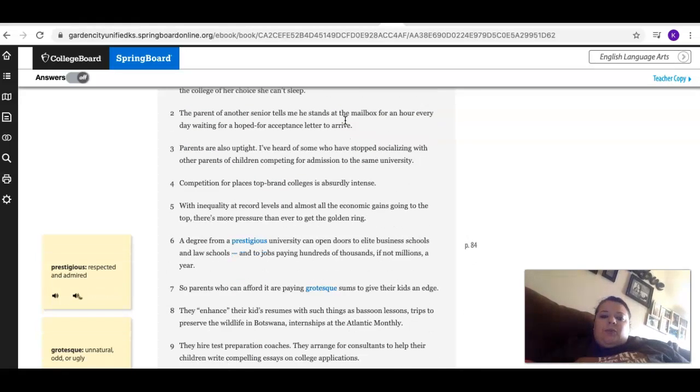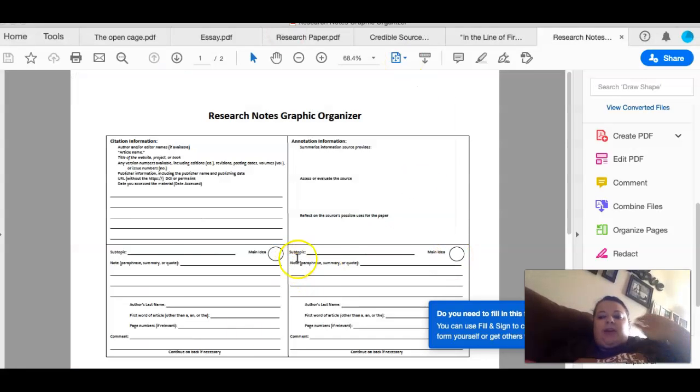So the notes, what I'm talking about, either a direct quote or a paraphrase from this article. It could be straight with inequality at record levels and almost all the economic gains going to the top. There's more pressure than ever kids go home. So I would just like copy that and put it in the Research Notes Graphic Organizer as one of the notes.